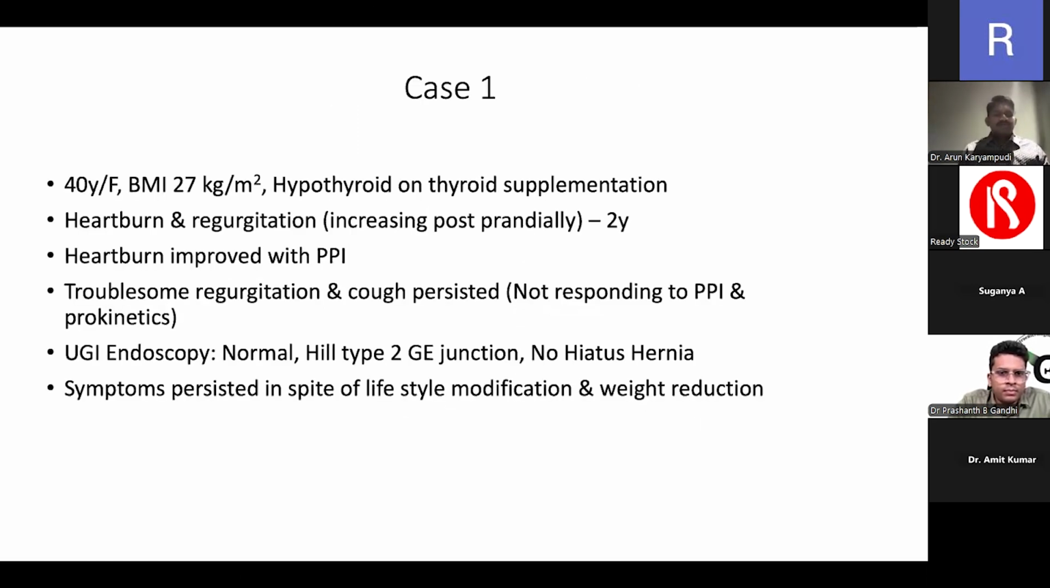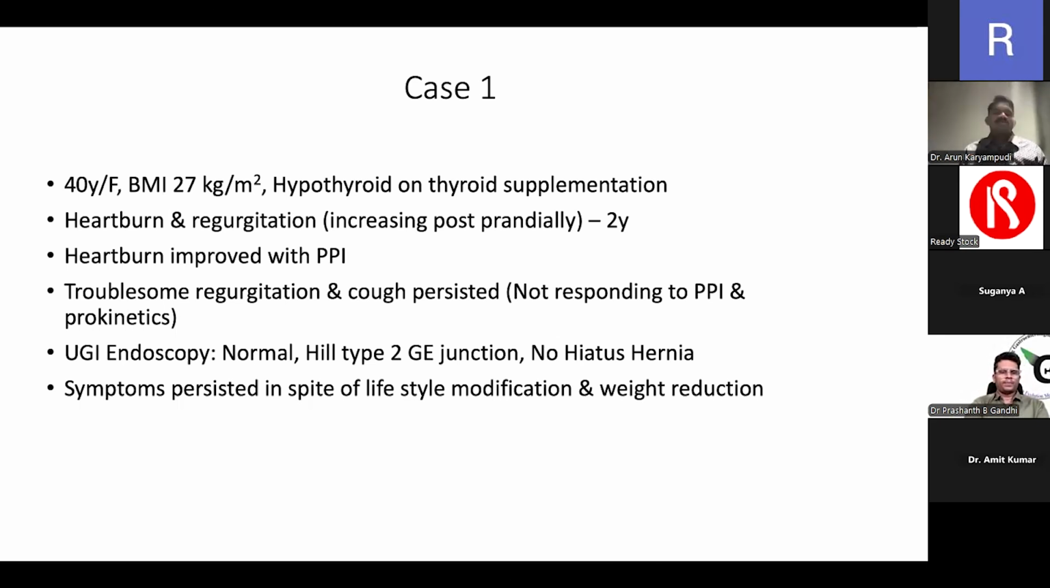So let me give you some case capsules from my own practice. Very basic, simple. So this is a 40-year-old female, overweight, hypothyroid, presented with heartburn and regurgitation for 2 years. Patient was on PPI. Heartburn improved, but she continued to have troublesome regurgitation and she also had cough. That was not responding to PPI or prokinetics.